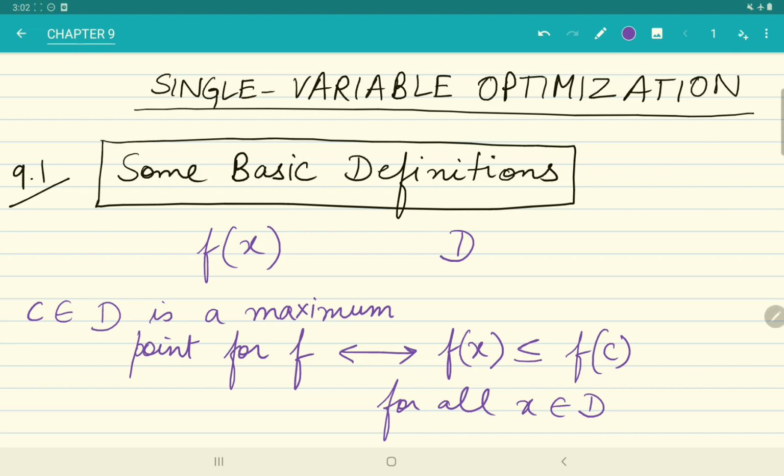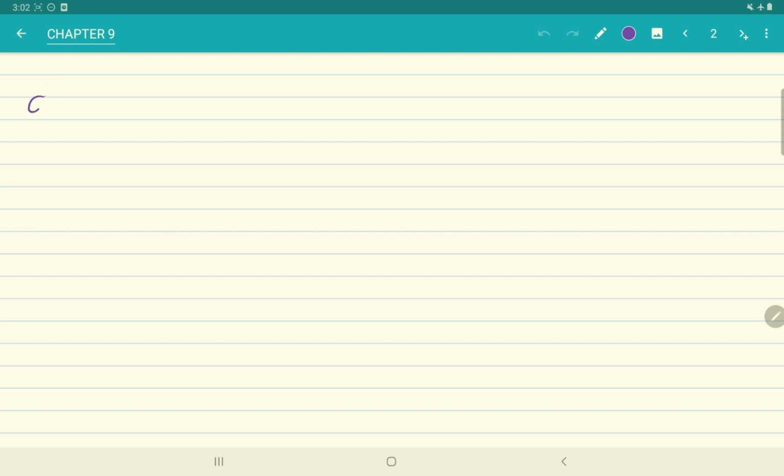And similarly, if I think of d belonging to that domain D, this is a minimum point for f. So please get this right, that when I talk about maximum point or minimum point, I'm concerned about the points in the domain. If I talk about a maximum point, that means I'm concerned about that point in the domain which gives us the maximum value. If I'm talking about a minimum point, that is the point in the domain which gives us the minimum value as far as the function is concerned.